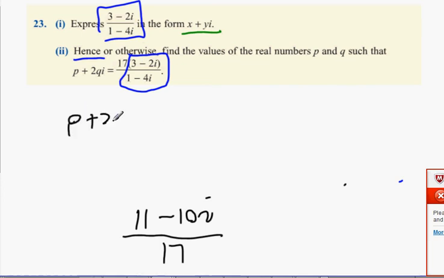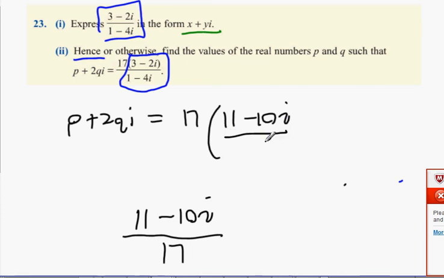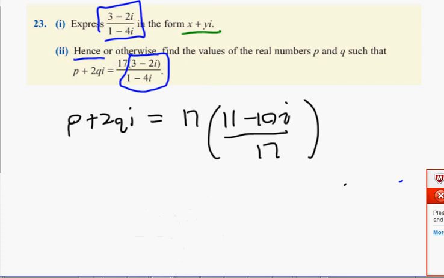So what I can do here is this: p plus 2qi equals 17 multiplied by (11 minus 10i) all over 17. Now what we can see is that the 17s cancel. If you multiply a number by 17 and divide a number by 17, you've basically done nothing to it. So now we get p plus 2qi equals 11 minus 10i.